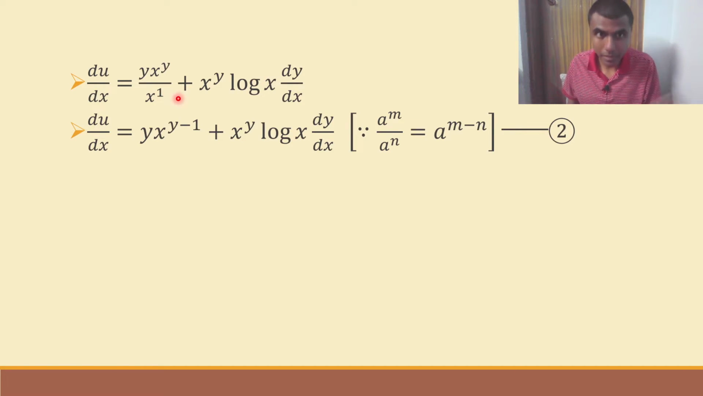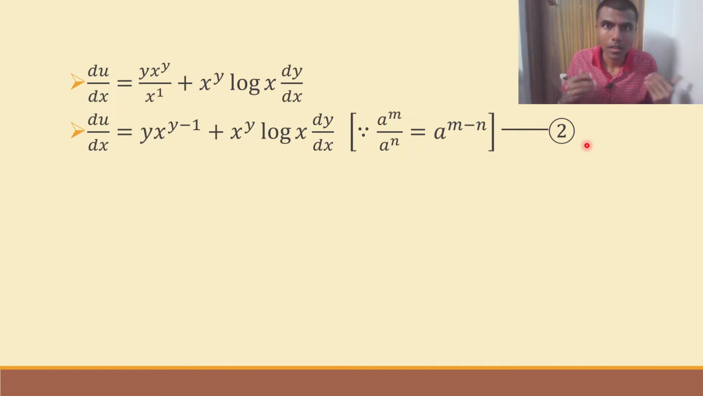In such case, I'd get a power m minus n, meaning x power y minus 1. I'm saying this again, listen. Whenever we have something like x power y by x power 1, it would be x power y minus 1. Now, du by dx is done and I will mark it as 2.